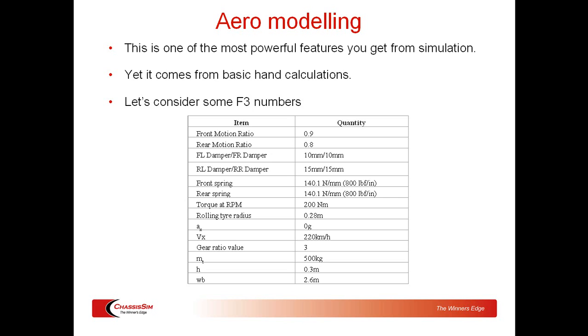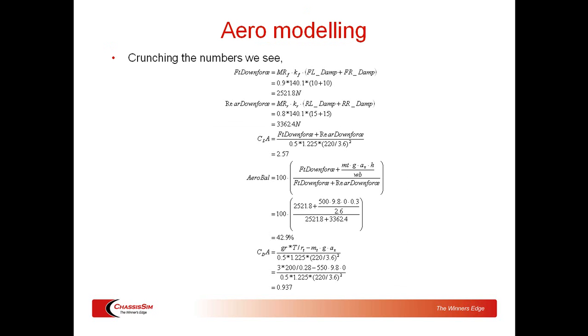So what we've got here are some basic F3 numbers: motion ratios, dampers, spring rates, torque at the RPM, rolling tire radius, lateral G, speed, gear ratio values, masses, heights, wheelbase. And to work this out, it is just a bunch of simple hand calcs. I present it at every boot camp that I do.